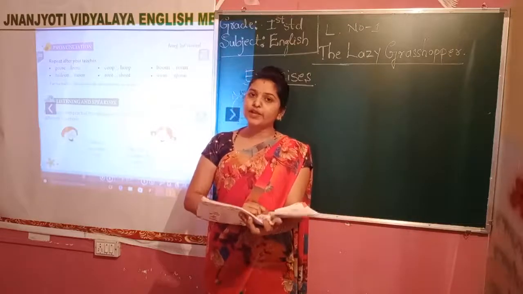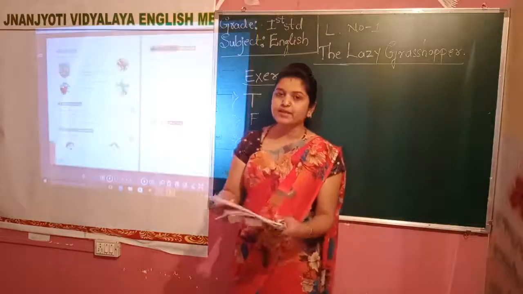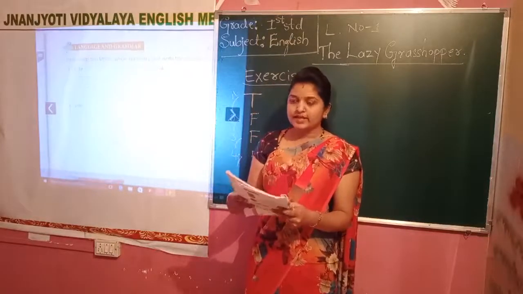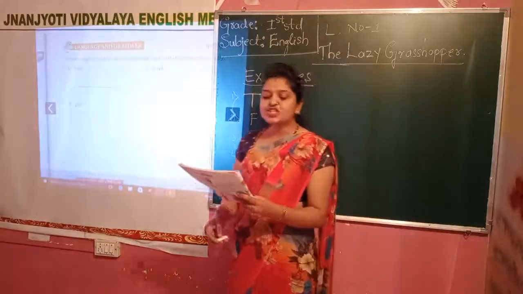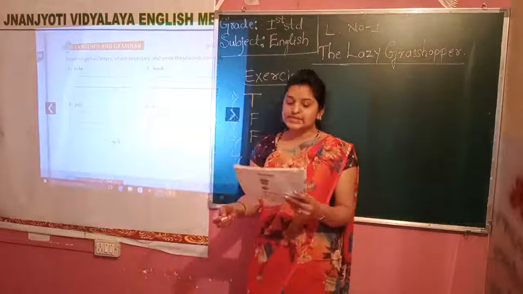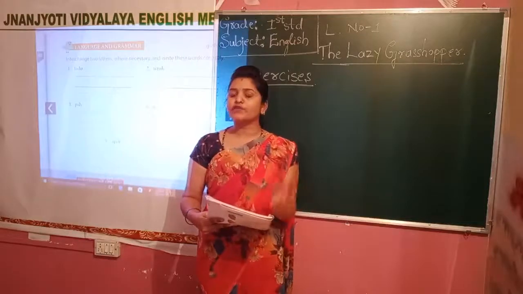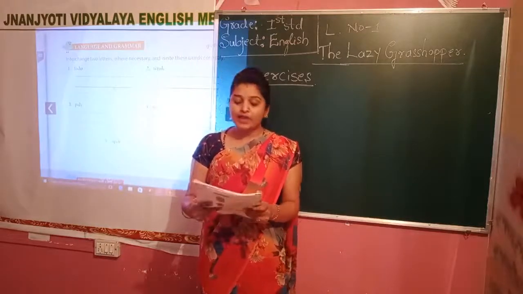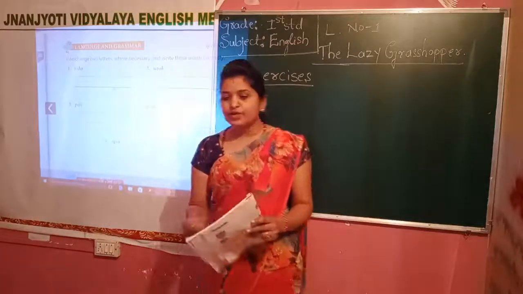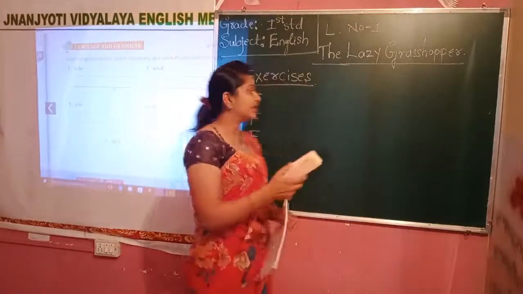Understood? Shall we move next? Yes, now turn the page, page number 7, language and grammar. Interchange two letters where necessary and write these words correctly. Here they have given four lines, meaning all of you have a four line notebook. How do you have to write this? I will show you. Here, FODO. Interchanging two letters where necessary.